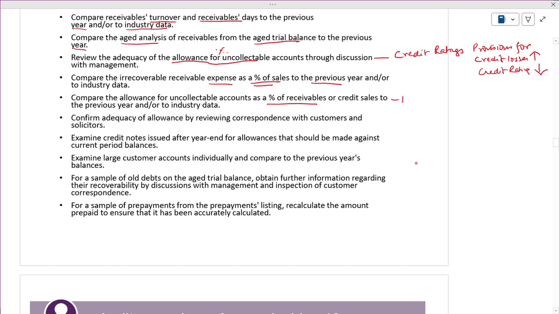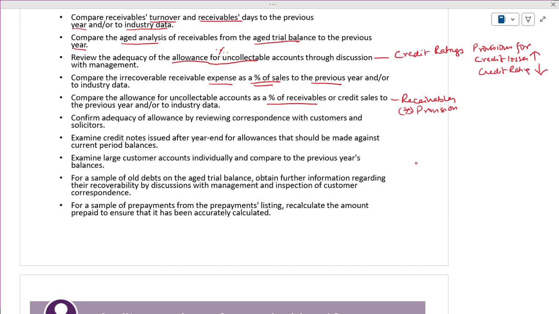That is the reason what we are doing. We are calculating the percentage based on the receivables amount, not based on the sales. We are creating a provision on the receivables amount. Confirm adequacy of allowance by reviewing correspondence with customers.